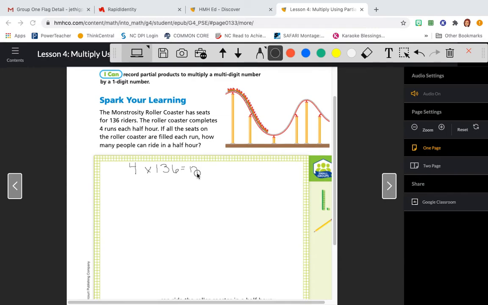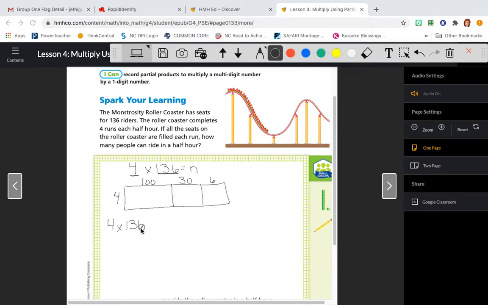So if we build an area model to solve it, remember area models, we're using a rectangle. We're multiplying all of our numbers by 4, and then we're breaking our larger number, our larger factor, into expanded form. So we would have 100, 30, and then 6. Okay, so then we're multiplying each of those.